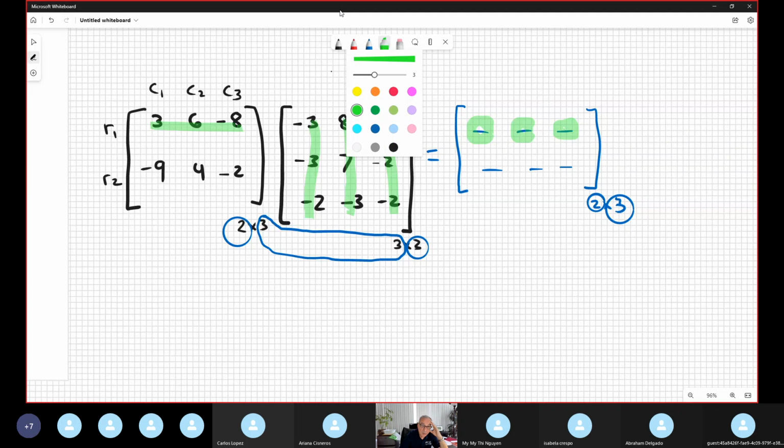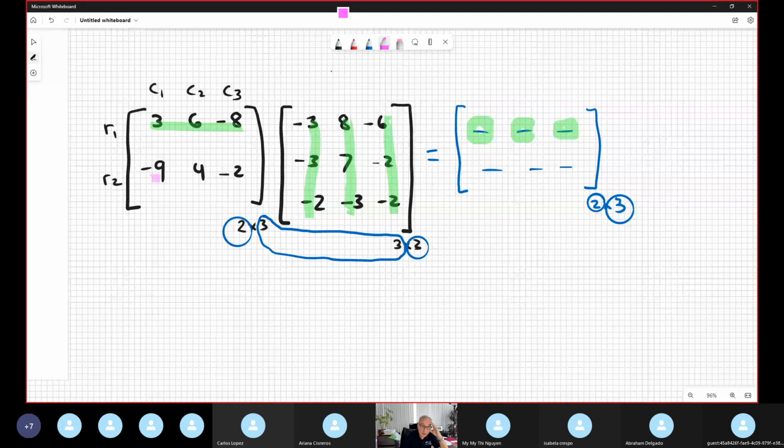Let me use another color, maybe purple, to highlight. You multiply this times this again, and you get this number. And this times this, and you get this number. And the row 2 and the column 3, and you get the number. Okay? Do you want to do it in GeoGebra or no?